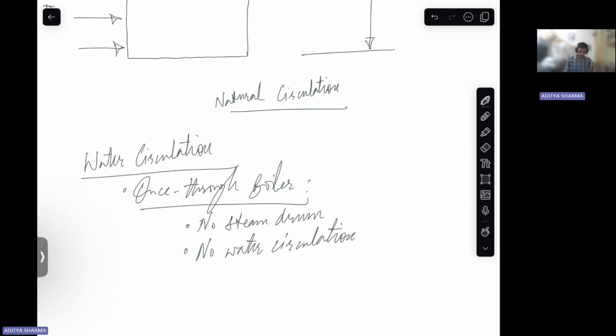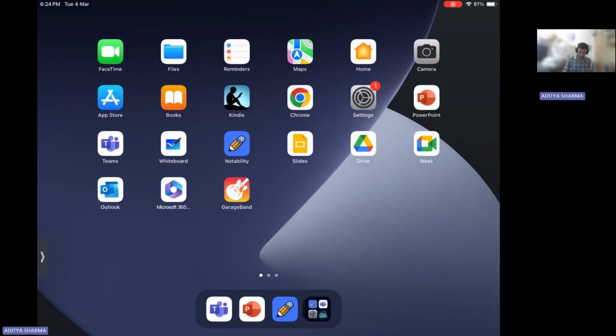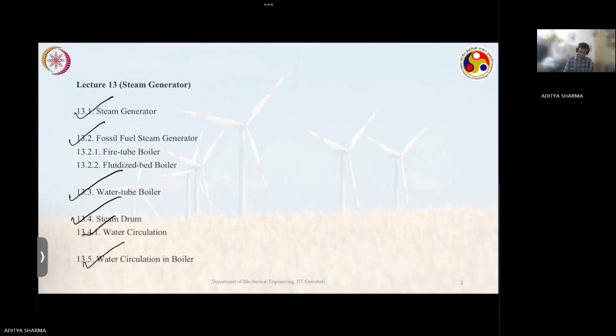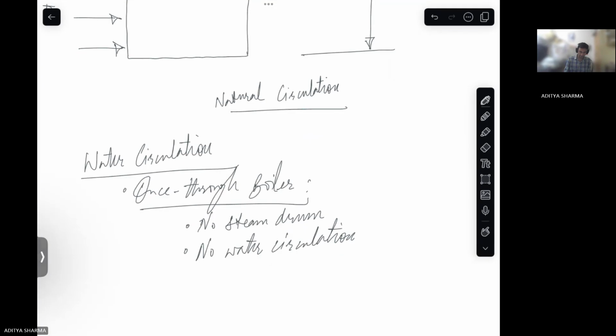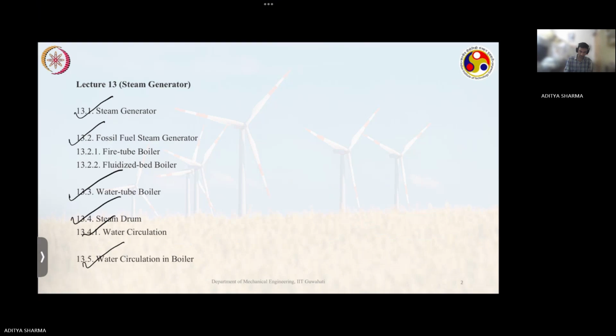So this is your water circulation in boilers. Okay. So now we shall see questions. So the circulation for water tube type of boilers I have discussed in 13.4.1. In 13.5, I have just discussed where your water circulation is not required, in which case. Okay. All right.